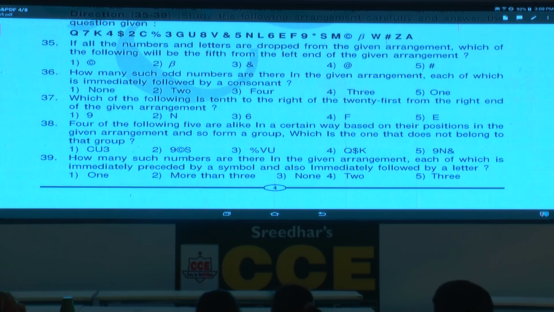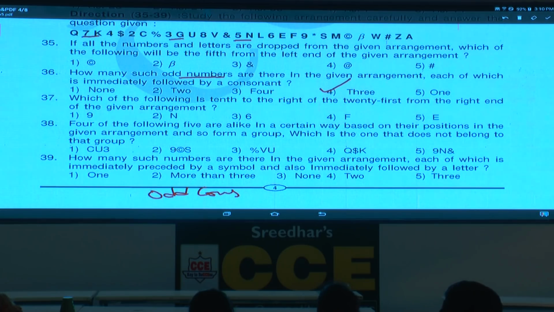Then question number 36. Now in this 36, how many such odd digits are there? Now the question is about odd digits, each of which is immediately followed by a consonant. Now 7 and K, 7 is an odd digit followed by a consonant. Then 3 and G, 3 is an odd digit followed by consonant G. Next one 5 and N, next 6 is an even, 9 and star, and that's it. Hence how many are there? There are 3: 7, 3 and 5. That is given in choice 4, 36 choice 4.